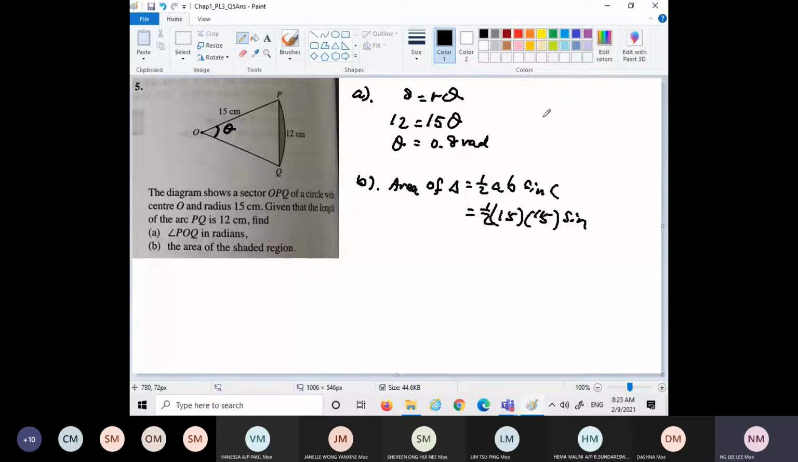So the 0.8 I got to change into degree. Same thing, they didn't give the pi, so you can use 3.142. So I have 45.83 degree.